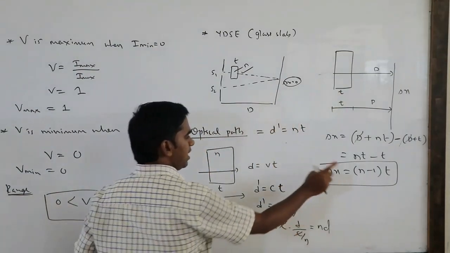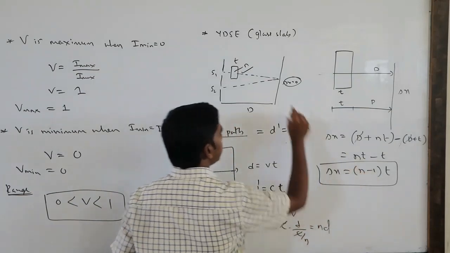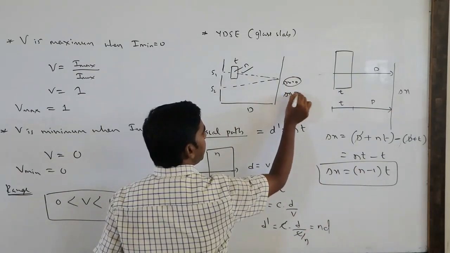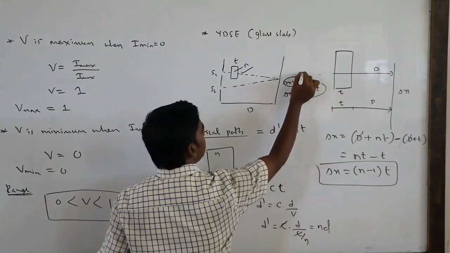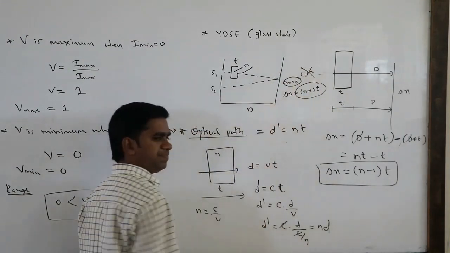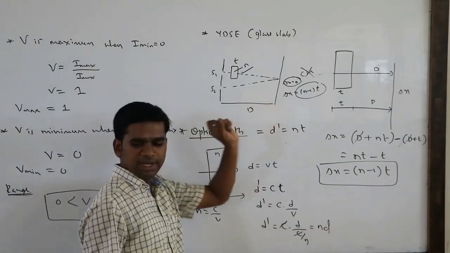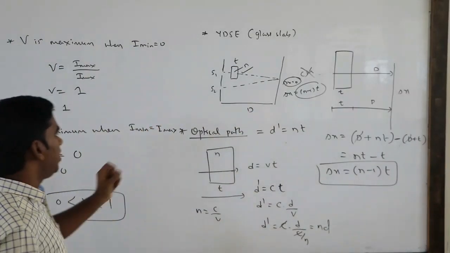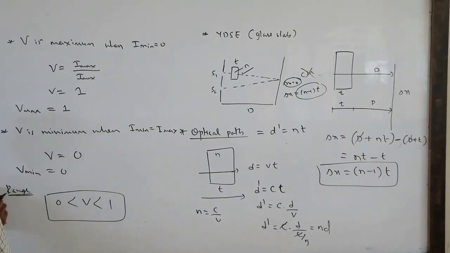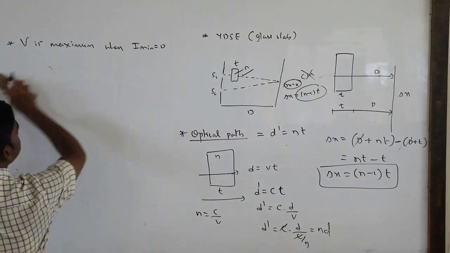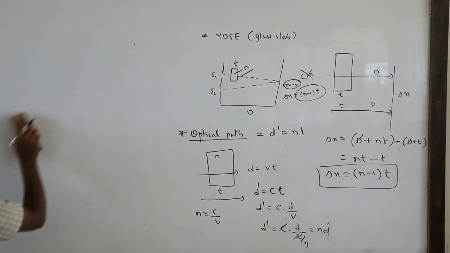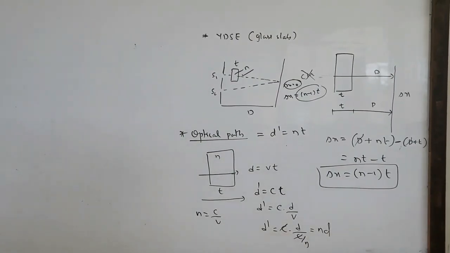That means if you get the path difference delta x as n minus 1 into t at the center, you will not get the central maxima there. Why? Because you get the central maxima when the path difference becomes 0, but here it is not 0. You are getting n minus 1 into t as the path difference. If that is the case, where will the central maxima sit?